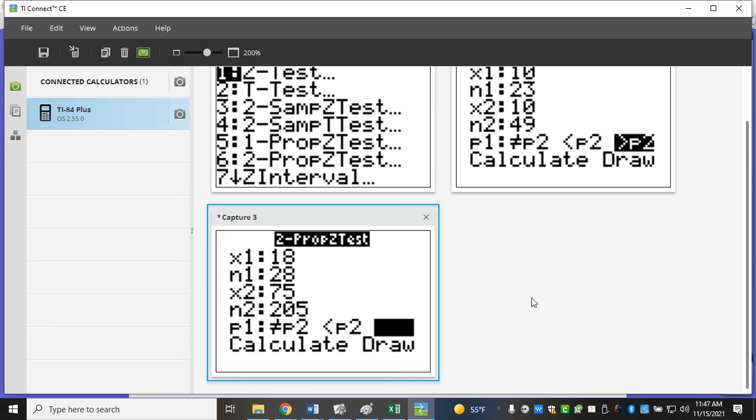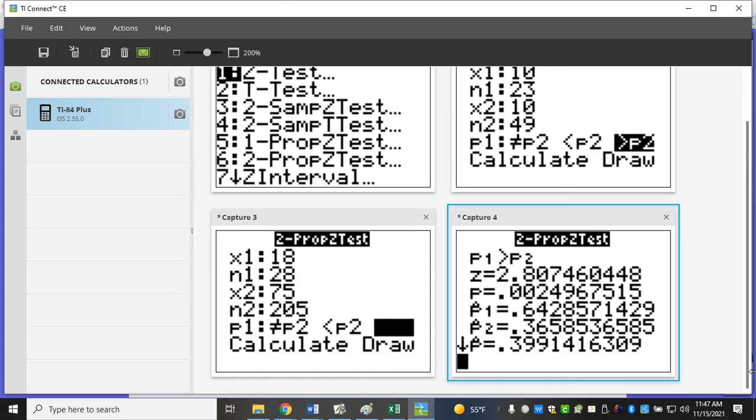And then when we calculate, the first screen that we see looks like this. So the first line is our test statistic. Our second line is our, sorry, our Z, I guess second line is our test statistic. The third line is our p-value. P hat 1 is the decimal version of that fraction that we typed in, the 18 over 28. The p hat 2 is the decimal version of 75 over 205.